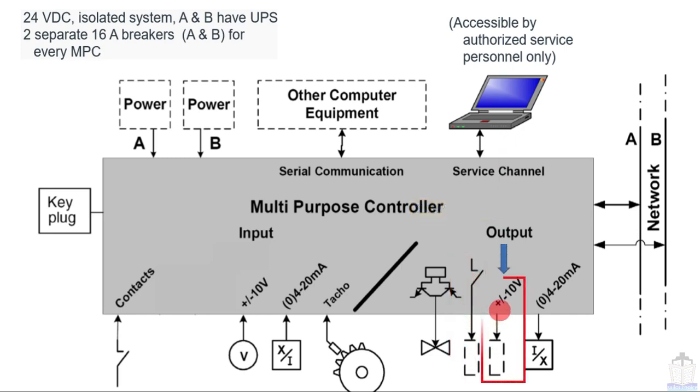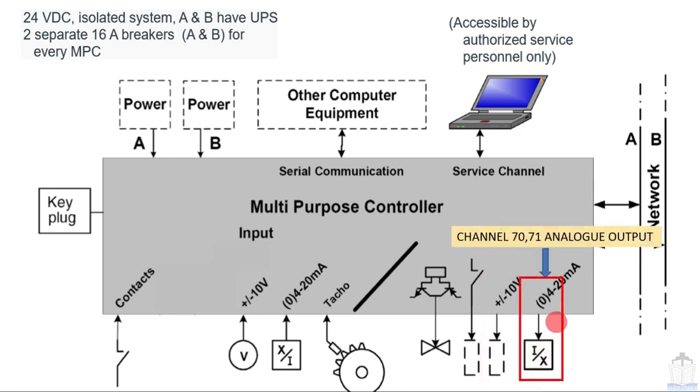Next is this plus minus 10 volt. This is the fast digital channel, fast digital output. Next is the reverse of the analog input. This is the analog output, 4 to 20 milliampere, and that is driven by channel number 70 and 71. Okay, so we are finished with the multi-purpose controller components.